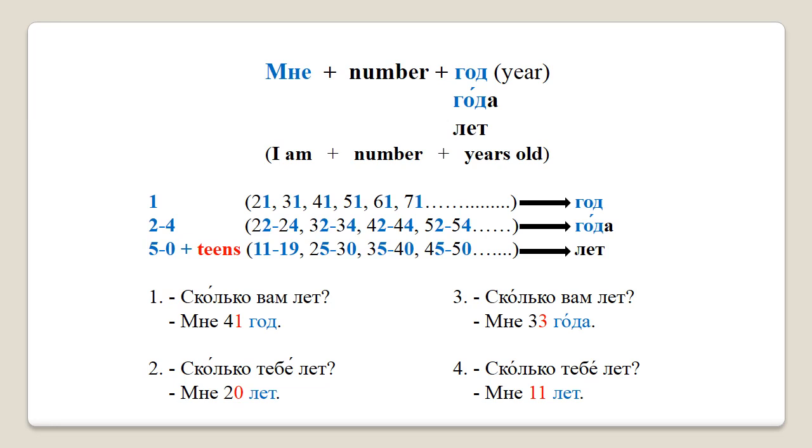If the number of years either is 1 or ends in 1, we're going to finish the statement with год. If the number of years is 2, 3, 4, or ends in 2, 3, or 4, we're going to finish the statement with года. For all the other numbers, that's 5, 6, 7, 8, 9, and 0, plus all the teen numbers, we're going to finish the statement with лет. But let's have a look at some examples. I'm going to read each dialogue out first and then translate it.